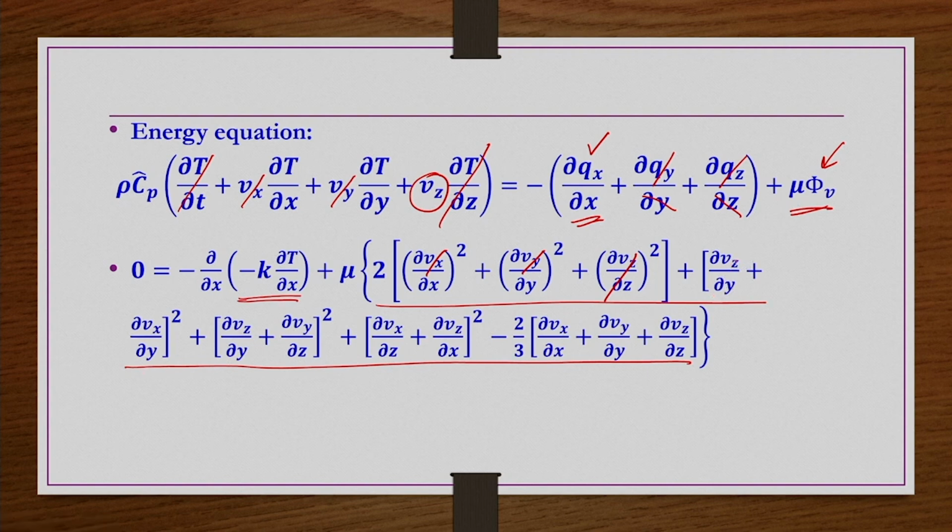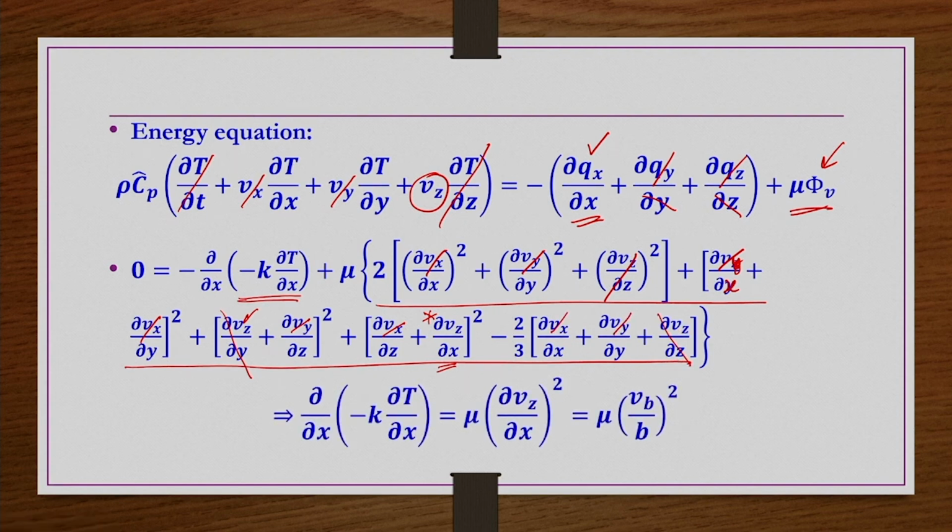This term should be dou Vy by dou x, right, dou Vy by dou x. So, there is a typo here, it should be dou Vy by dou x. Here Vy is 0, Vx is also 0, Vz is existing, but it is not a function of y. So, it is 0. Vy is 0, Vx is not existing, Vz is existing and it is a function of x. So, this term would be there. Vx is 0, Vy is 0, but Vz is existing, but it is not a function of z. So, this term is also 0.